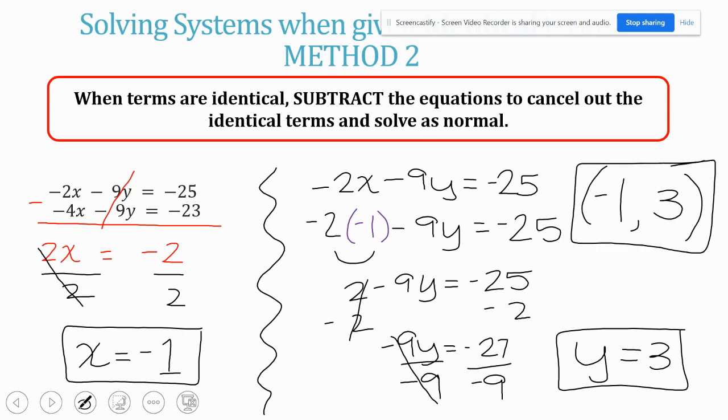So either one of these methods will work. They're both the same premise where you're canceling out one of the variables, so you can just solve for one at a time. You can use whichever method you're more comfortable with, and you can also decide what method you want to use based on the equation that you have. Okay?